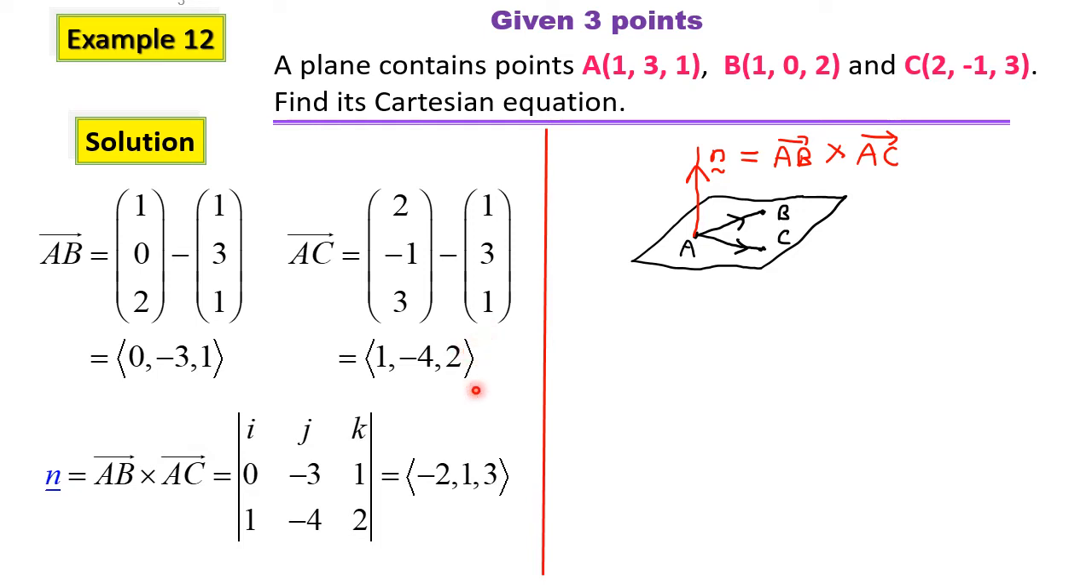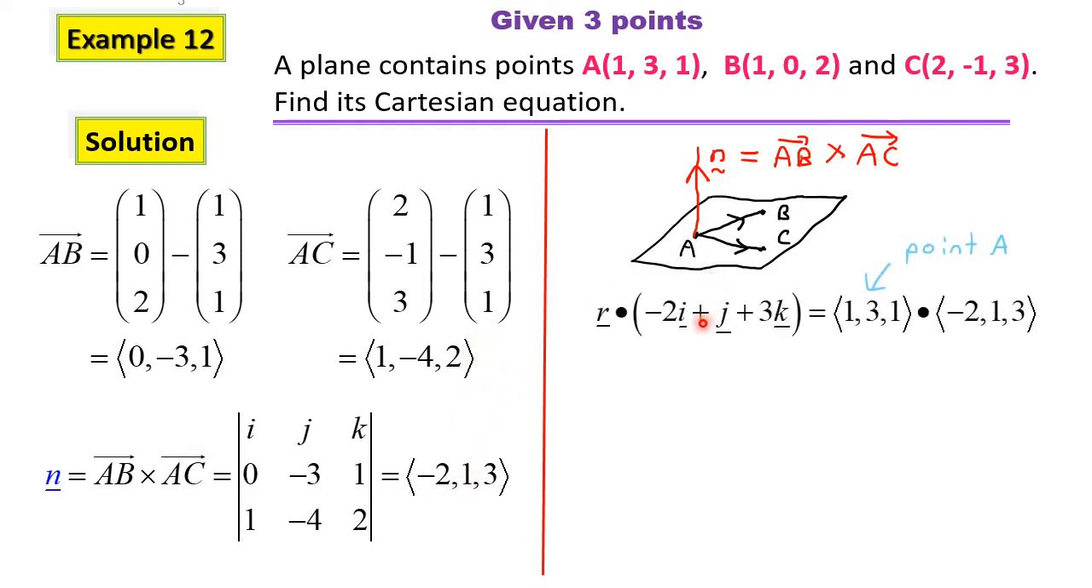Right. So after we obtain n, then we can proceed to find the equation of the plane. So remember the formula r dot n equals a dot n. So here is our n, and since we have 3 points here, we put a at the front here, so we choose point A as our a. So 1, 3, and 1, okay, when we change into position vector, we will dot product with the n. So the dot product would be -2 plus 3 plus 3, after we expand.